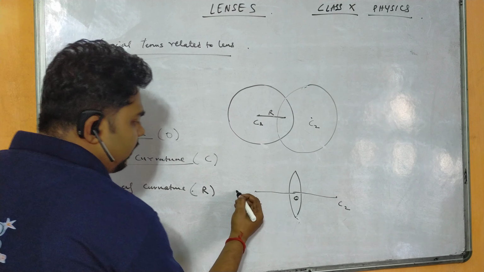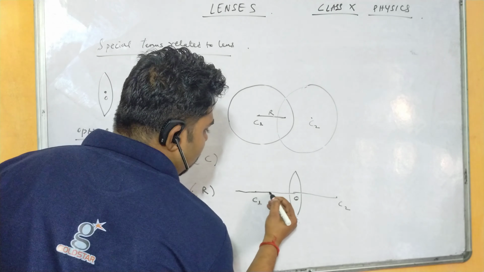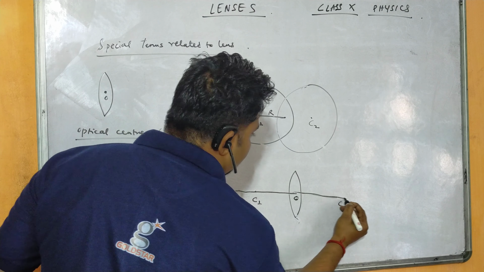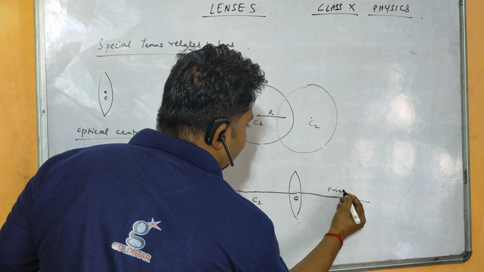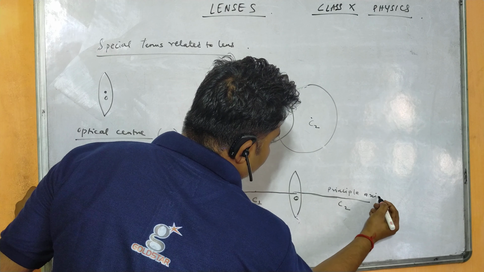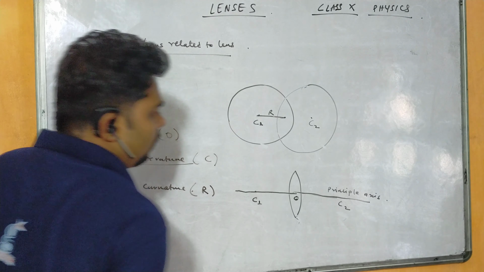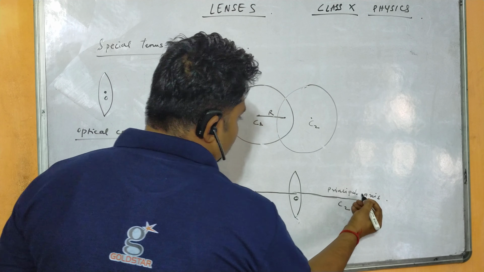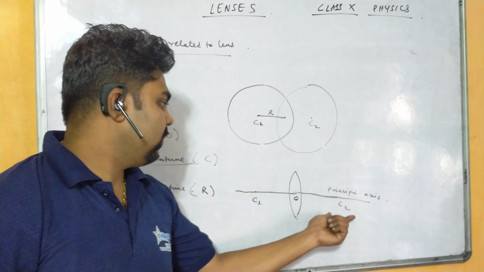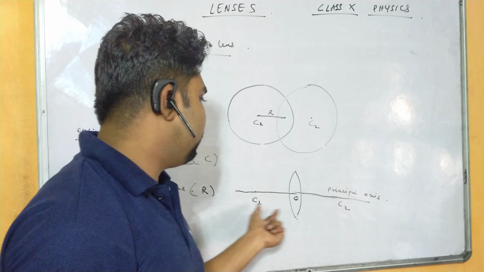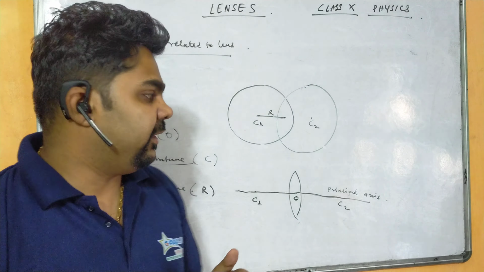Now an imaginary line drawn passing through the center of curvature and the optical center is considered to be the principal axis. That is a principal axis. Okay, so what is the principal axis? The imaginary line that passes through the center of curvature and the optical center is called the principal axis.